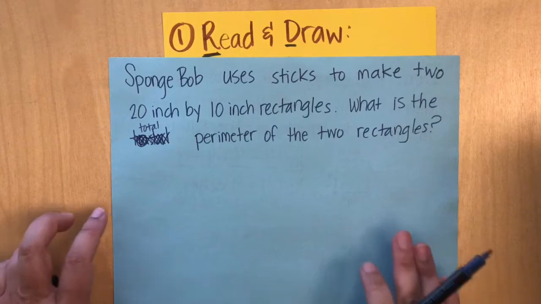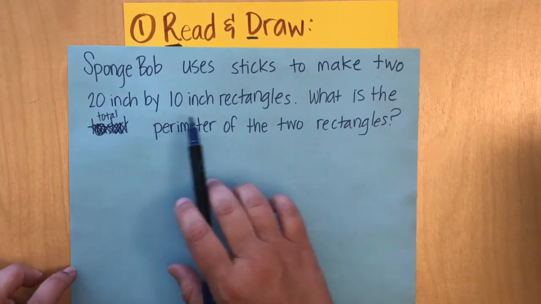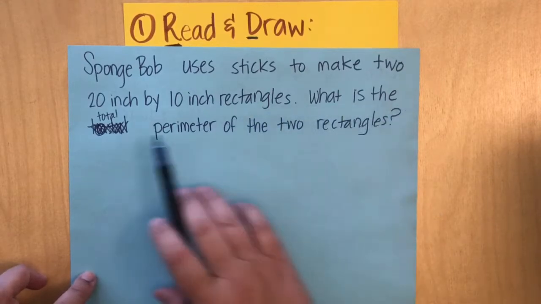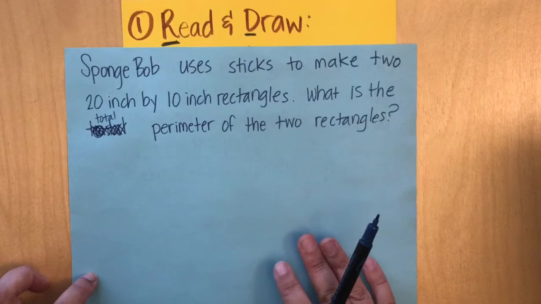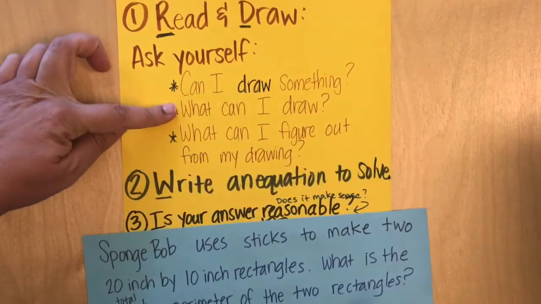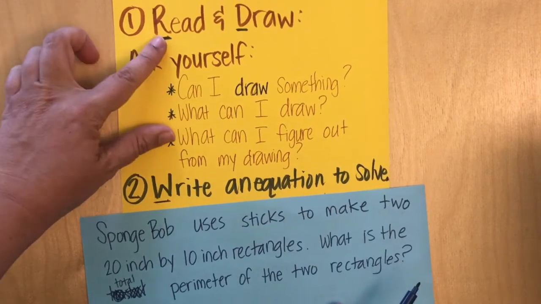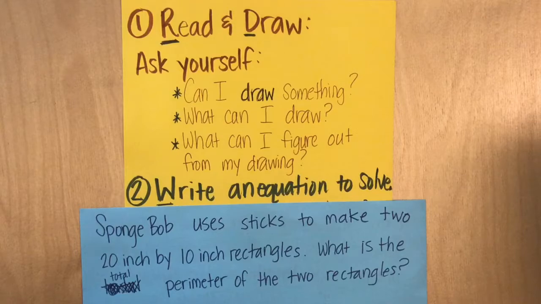Okay, here's our next question. SpongeBob uses sticks to make two 20-inch by 10-inch rectangles. What is the total perimeter of the two rectangles? All right, so I'd like you guys to go ahead and do the read and draw, and then write an equation part of your word problem. Go ahead and figure out what you can. Press pause and press play when you're done.